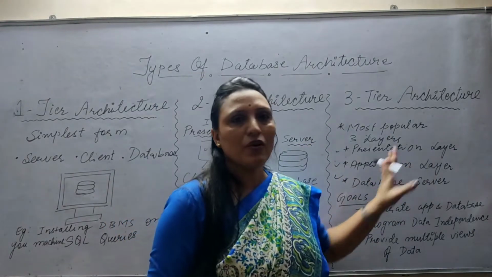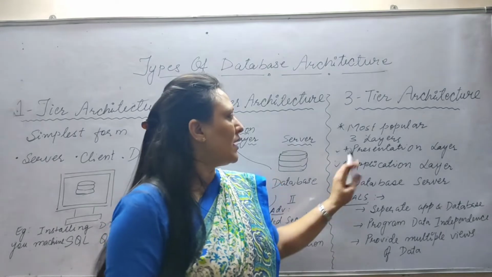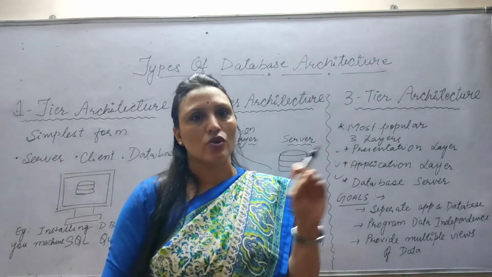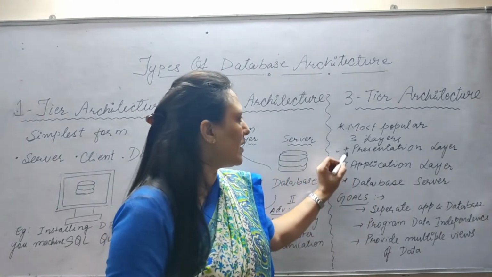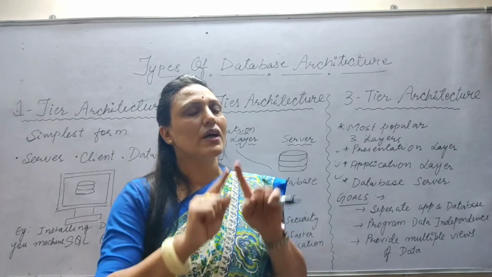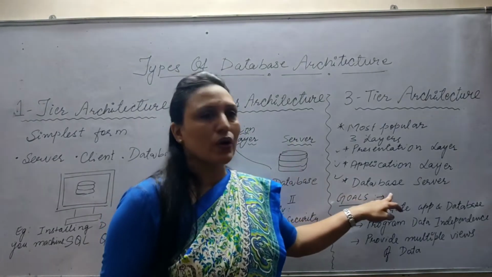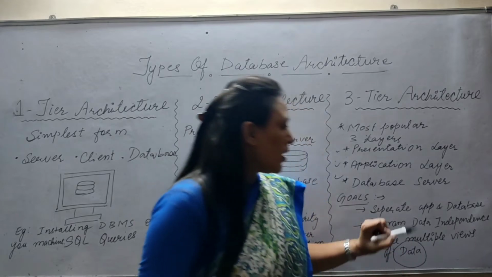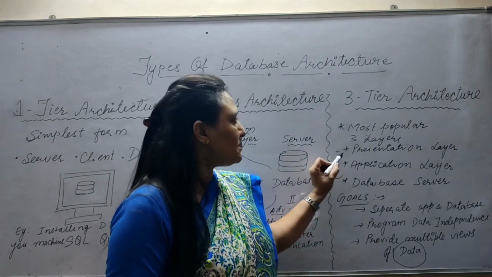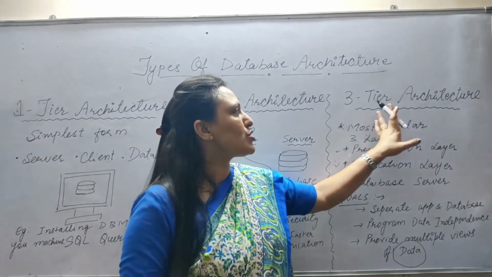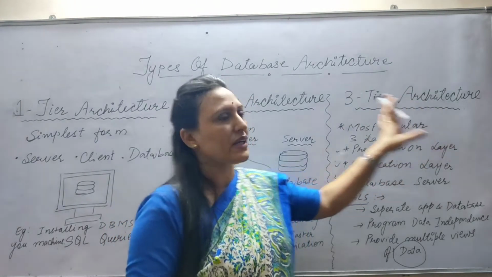If we take the example of students, similarly, if the presentation layer client wants the result or the report card of the student, then the application layer will ask for that particular format of report card or result from the server, and it will get that. So different views of the data are possible with the use of three-tier architecture. So this is the most popular kind of architecture.